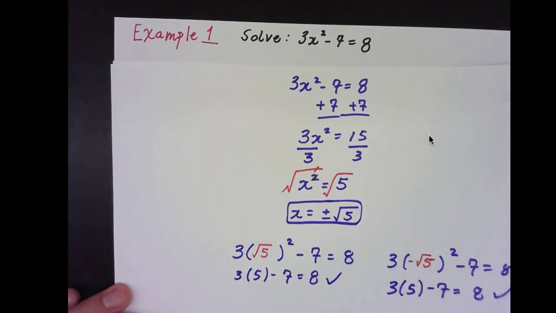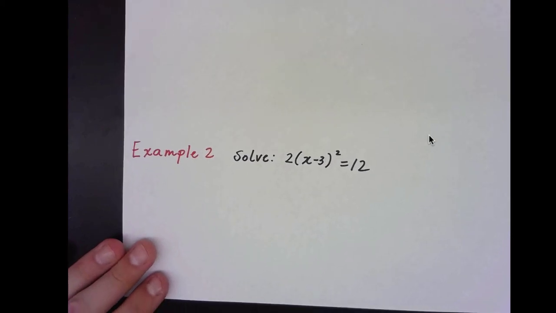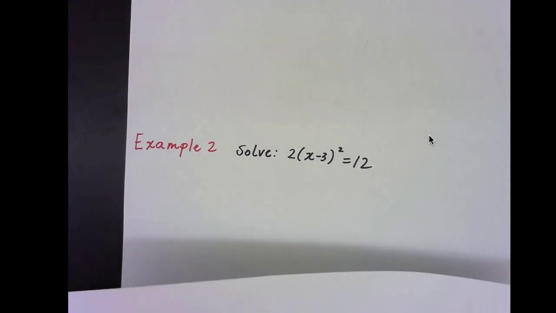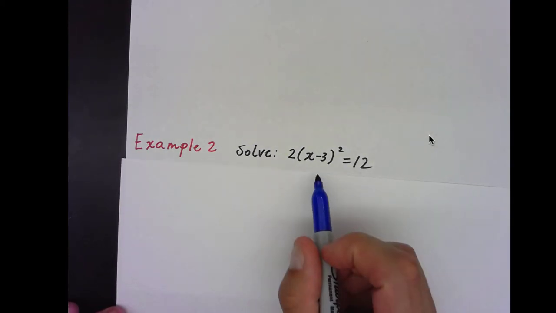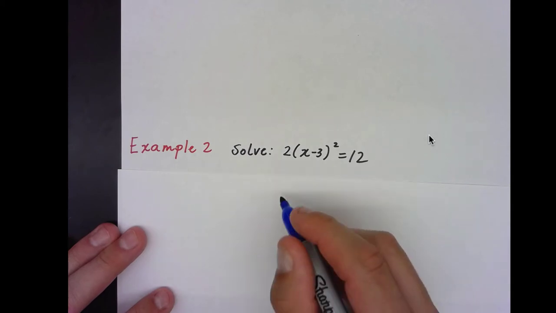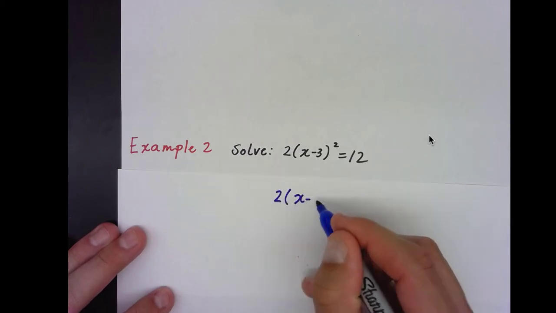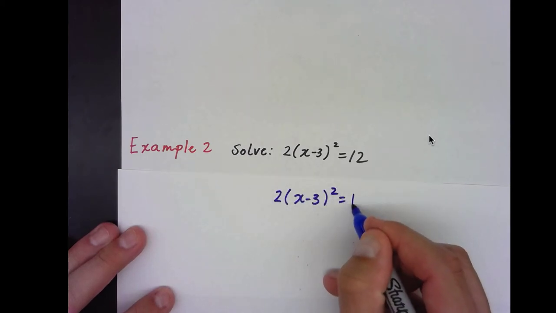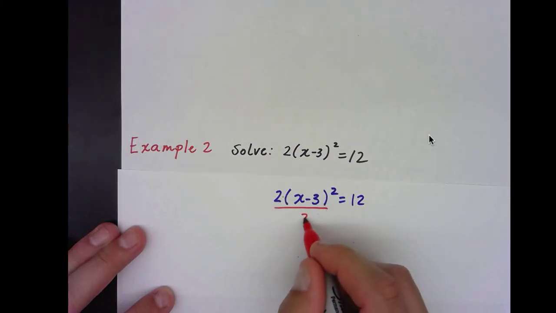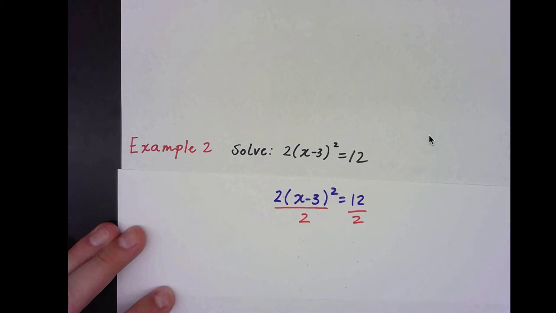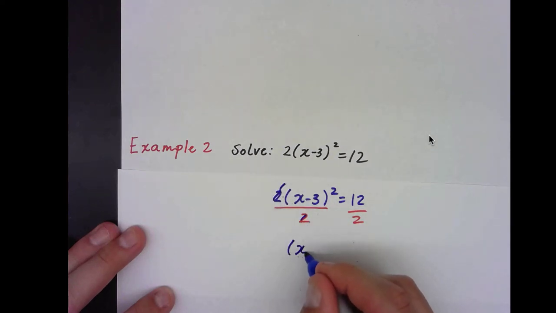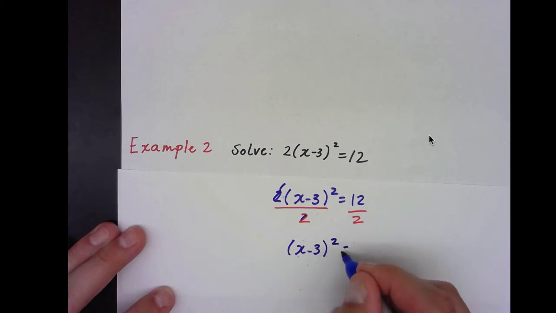All right, let's look at our second and final example. This one's got a little more to it. We're going to solve 2 times the quantity x minus 3 squared plus 12 equals 12. So I'm going to go ahead and rewrite my problem. Now the first thing I want to do is get rid of this 2. It's multiplied by 2, so divide this whole thing by 2, divide this by 2. And so now this becomes 1, so I'm left with x minus 3 squared equals 6.